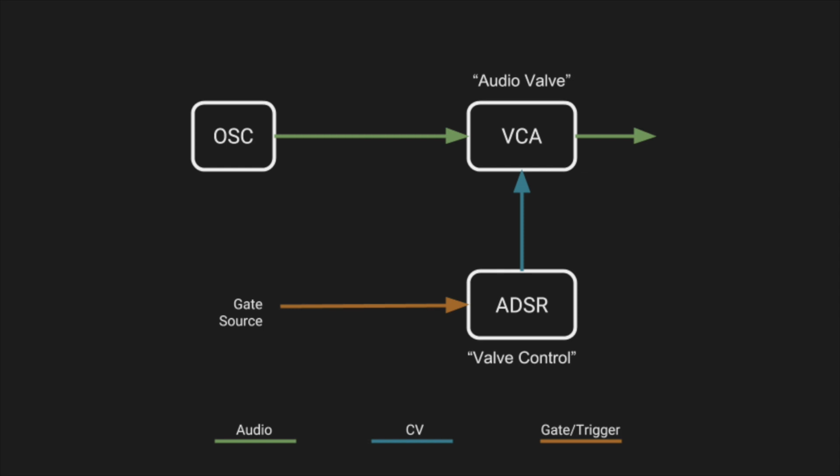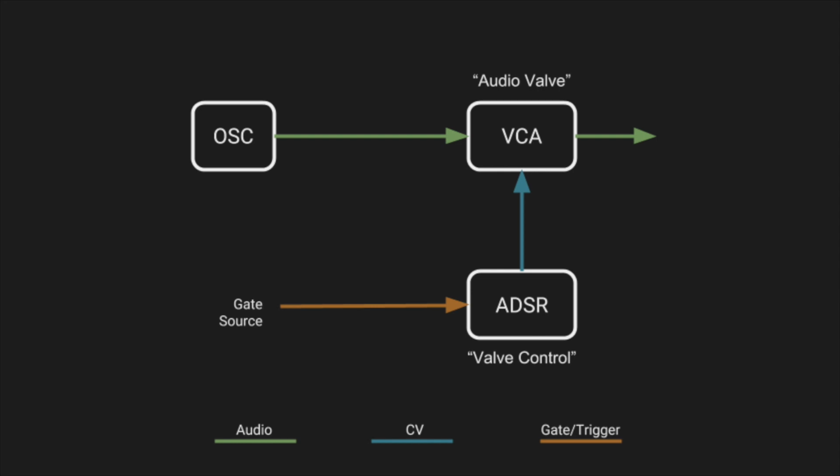So let's take a look at how we'd hook up an envelope generator and a VCA. And on this diagram, the green lines represent audio. The blue line represents control voltage, and the orange line is the gate or trigger. Now, it gets a little confusing because, honestly, they're all kind of the same thing. It's just voltage, but we sort of end up using them in these three different ways.